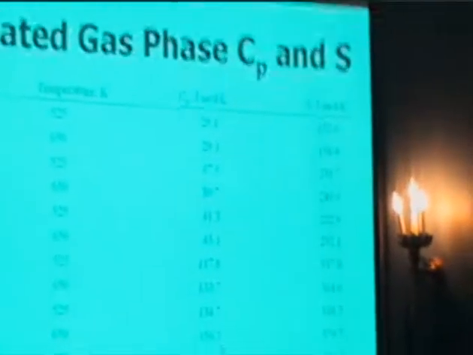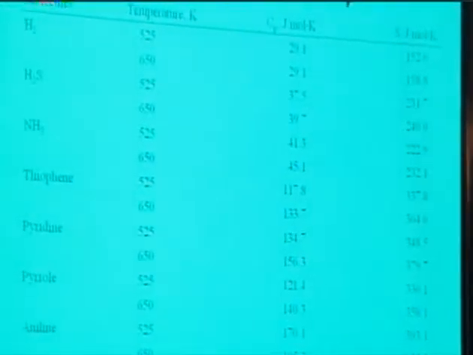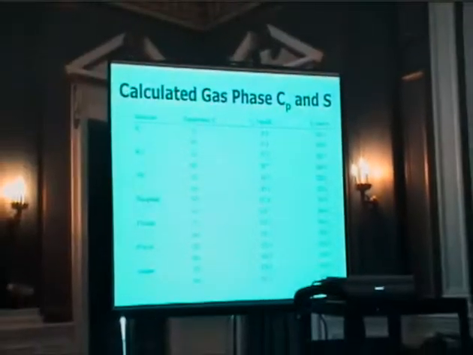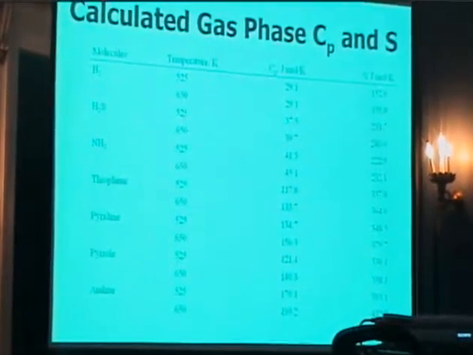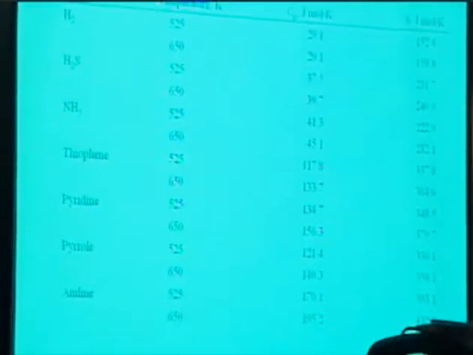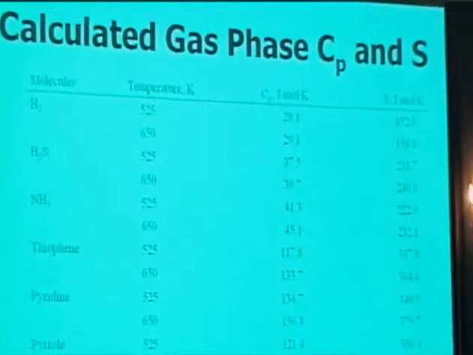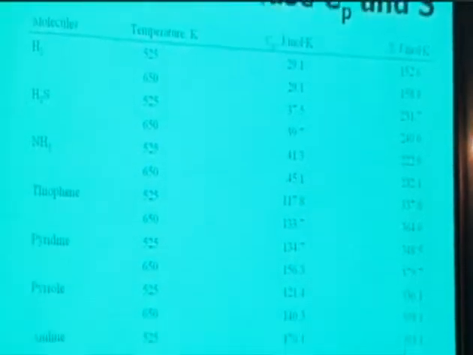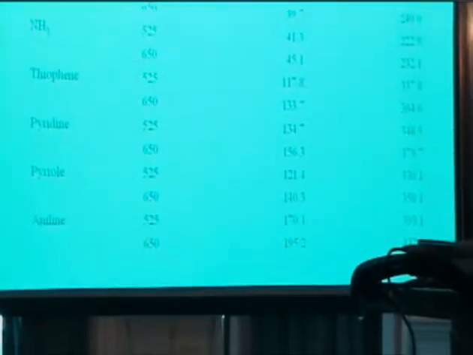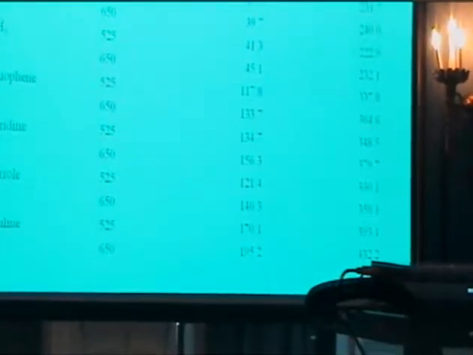Well, we've calculated heat capacities and entropies at two different temperatures, 525 and 650 Kelvin, for the different molecules that we've already introduced. What you can see is essentially a range of temperature effects. For example, in terms of heat capacity, hydrogen is relatively insensitive. Aniline has a fairly large temperature dependency. And you can see the entropies as well for these different molecules. You can pick out an entropy, and I'll come back to this a little bit later, talking about the entropy loss upon adsorption.